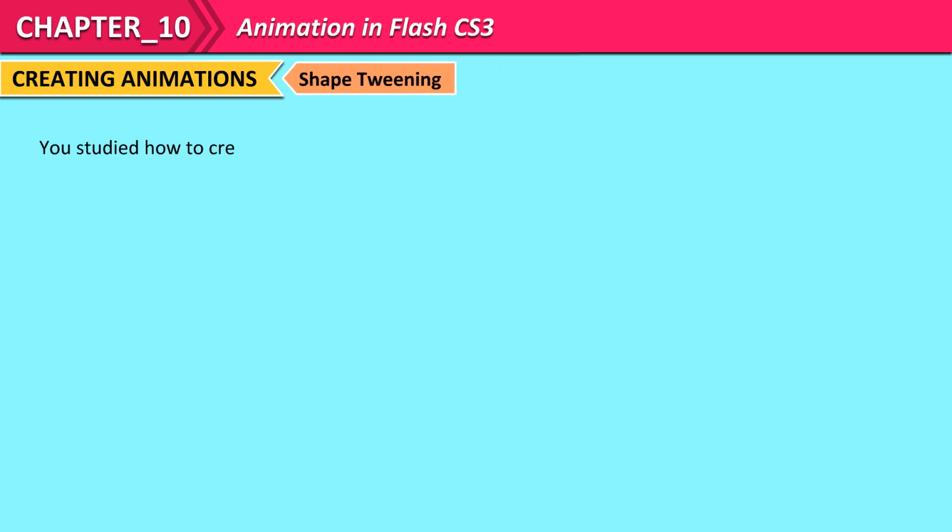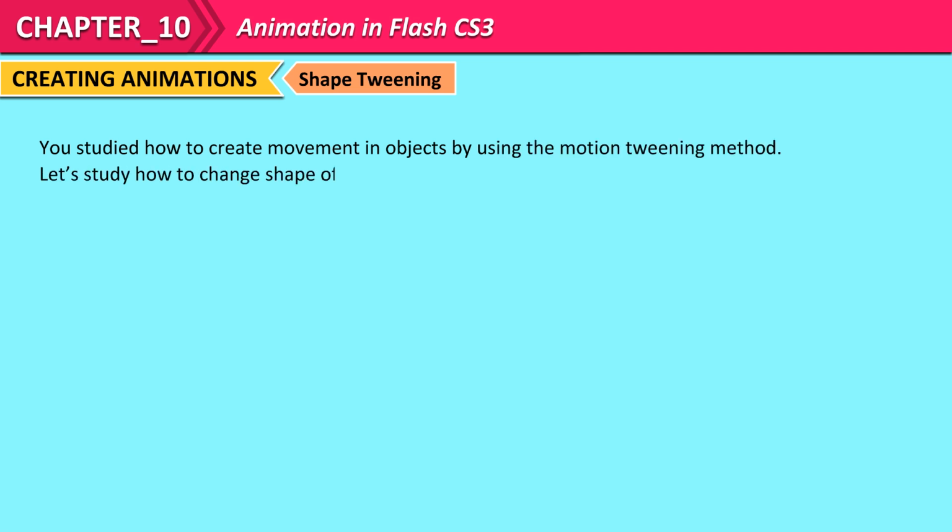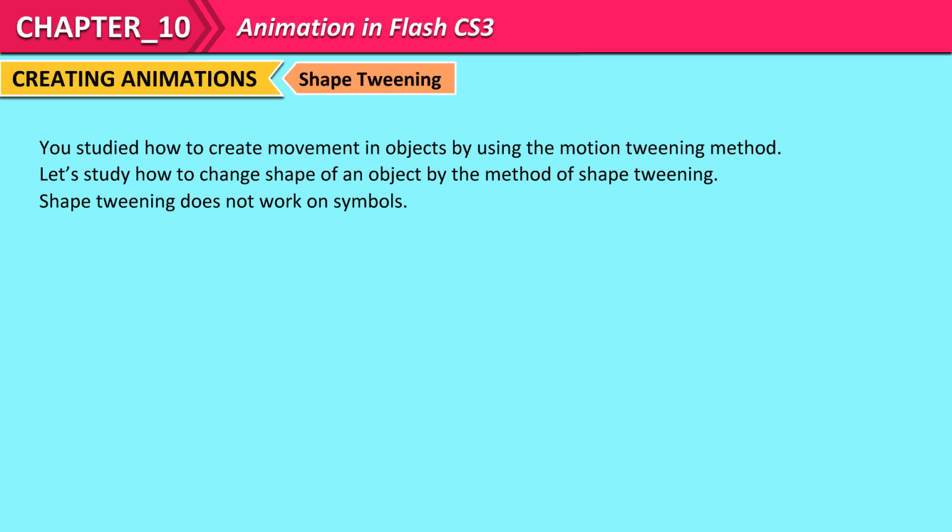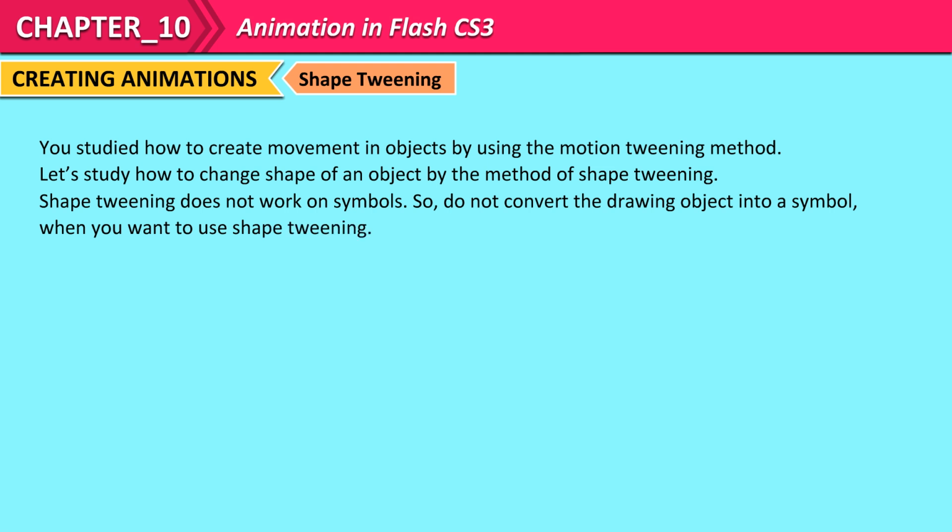Shape tweening. You studied how to create movement in objects by using the motion tweening method. Let us study how to change shape of an object by the method of shape tweening. Shape tweening does not work on symbols. So, do not convert the drawing object into a symbol when you want to use shape tweening.